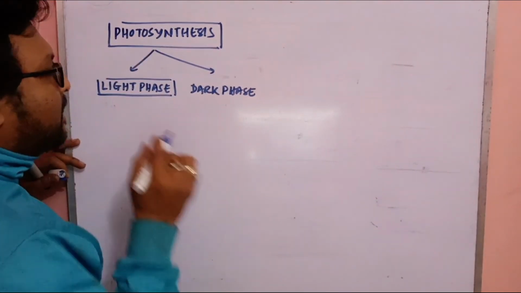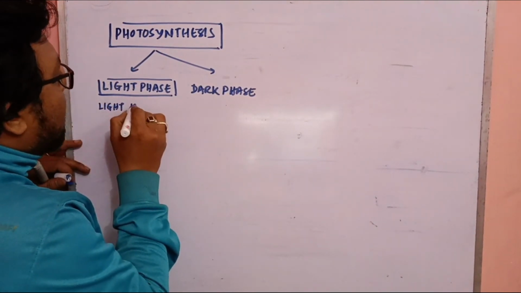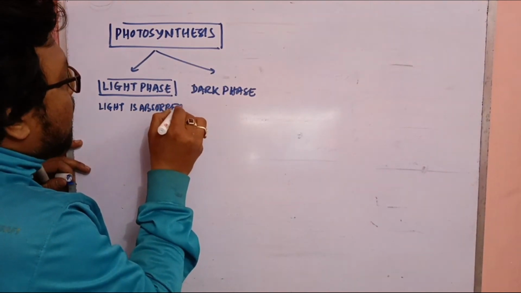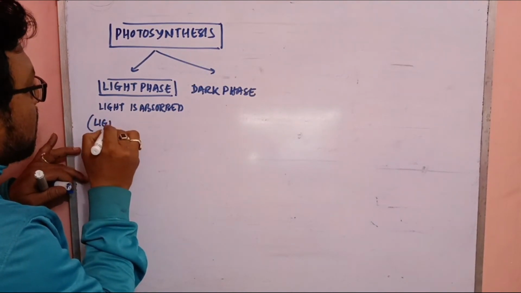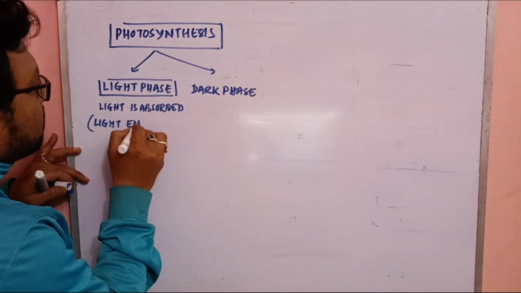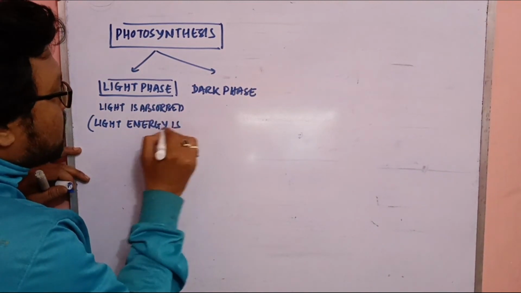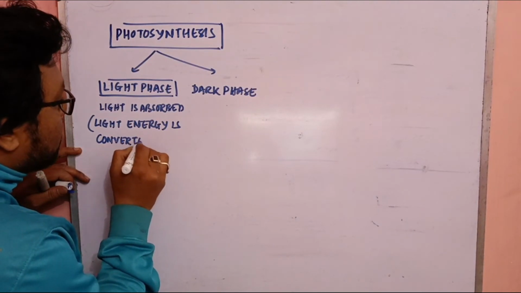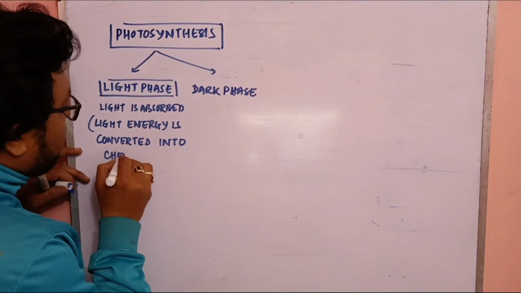In this phase light is generally absorbed. Light is the ultimate source of energy. Light is absorbed and we can say that the light energy is converted into chemical energy.